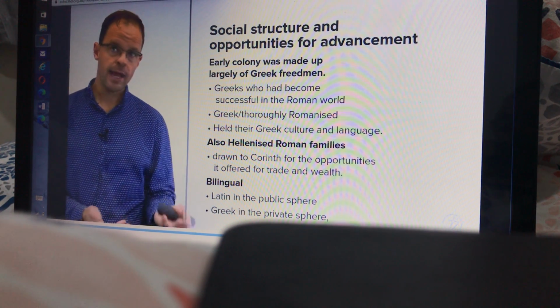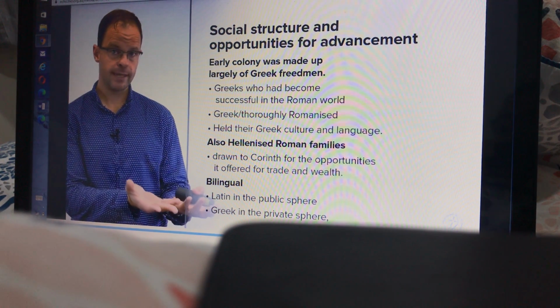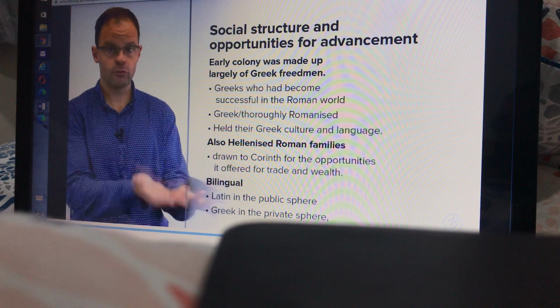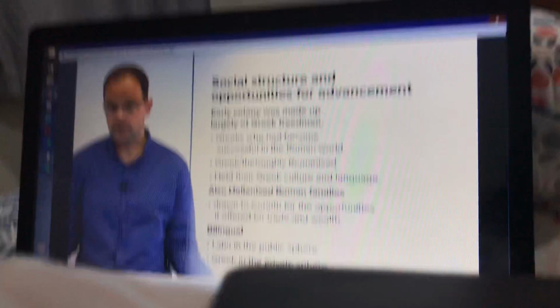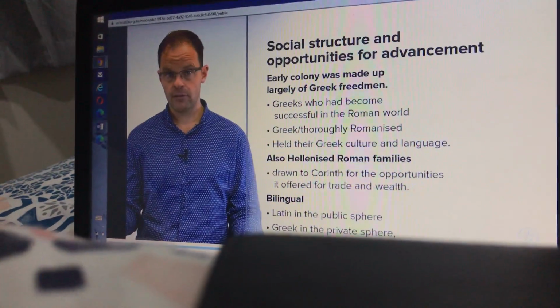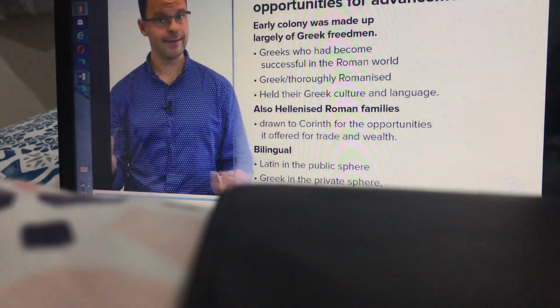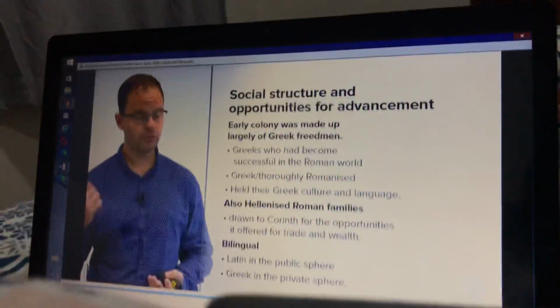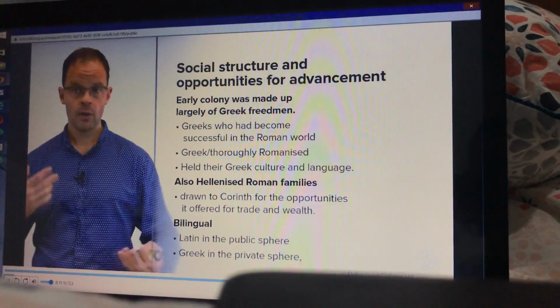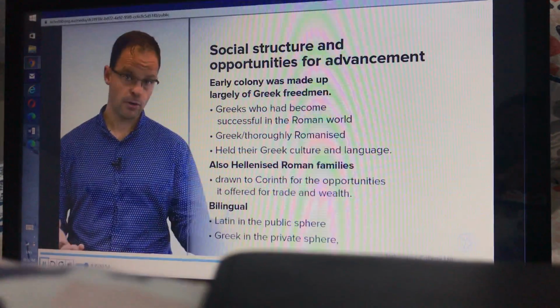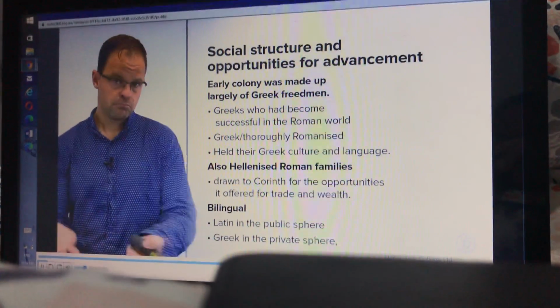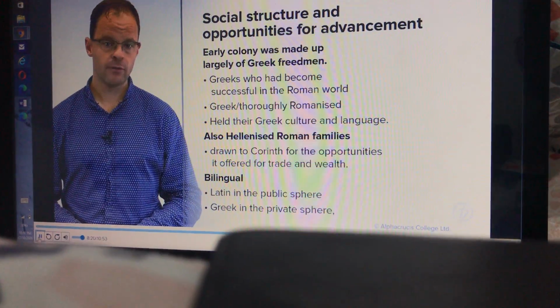So on the one hand, they're very Roman in that they've been living as slaves to a Roman family, but they're still very Greek in the fact that they're Greek, and they hold on to their Greek heritage. And so they've kind of got this dual identity. People with some wealth, some ability, with some opportunity, with both of these worlds together, both Latin and Greek, they become some of your early founders.